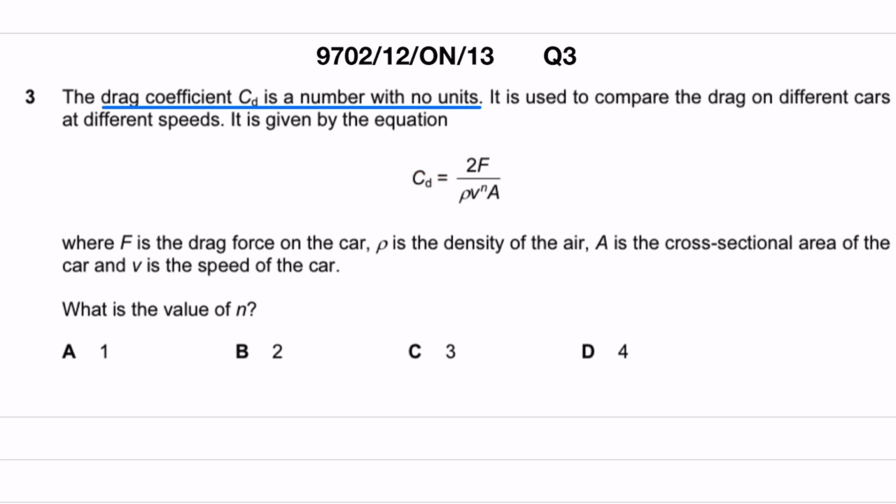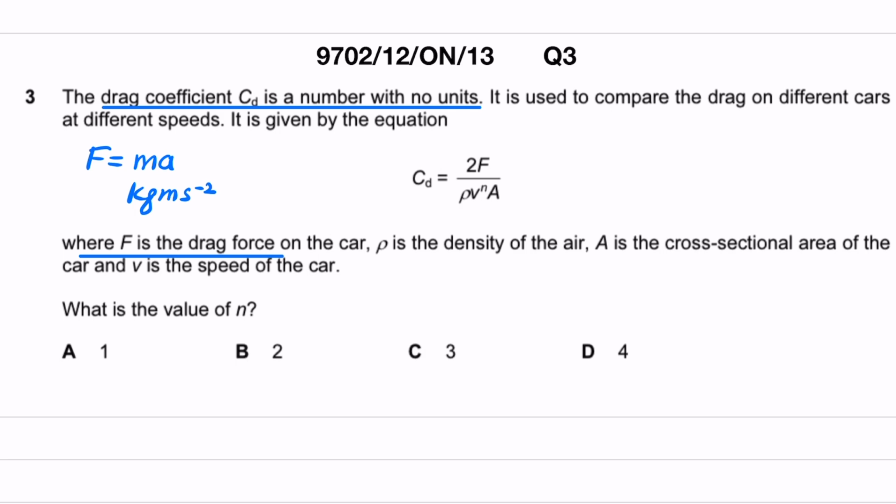Second, let's go on. It is used to compare the drag on different cars at different speeds. It is given by the equation where F is drag force. Now, this is important. What is F? F is force. You may be a bit confused, you may not know what drag force is at that point of time. It is not required and not important. The only thing which is important for you is what is F? F is force. So what's the formula for F? That is F equals ma. What are the units for m and a? Obviously, we know that m is kilogram and a is meter per second squared.